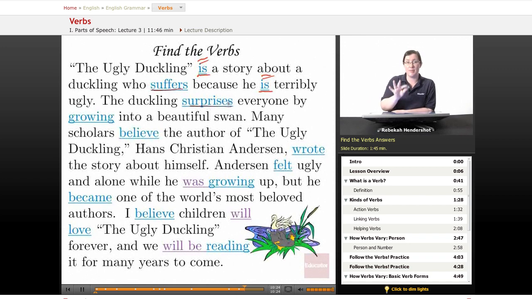Note that when you're talking about events in a story or a work of art, you pretty much always use the present tense, even if the story is very old, like The Ugly Duckling. He surprises everyone by growing, oh, there's that present participle form, into a beautiful swan.